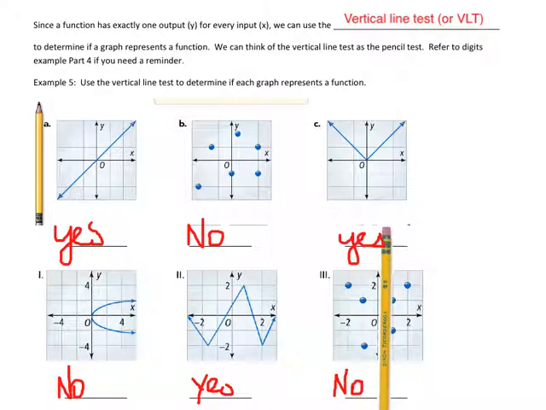That is the end of the notes for section 7.1.